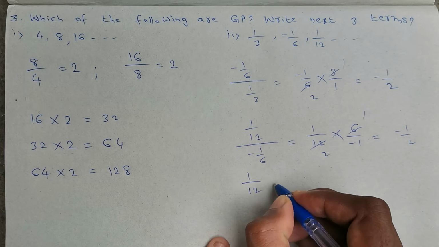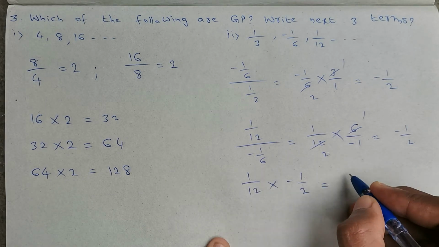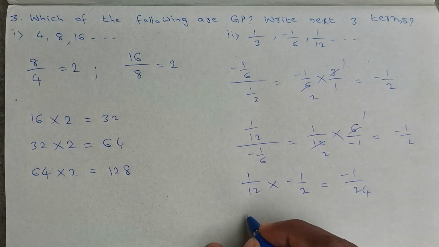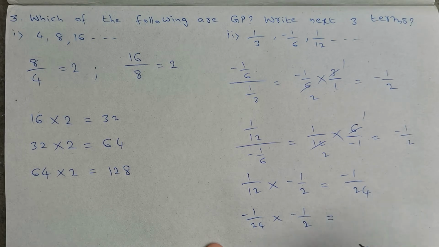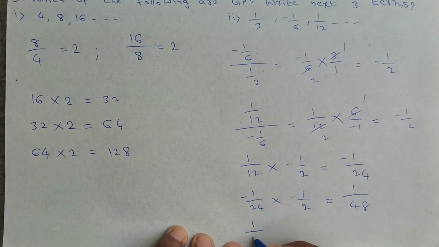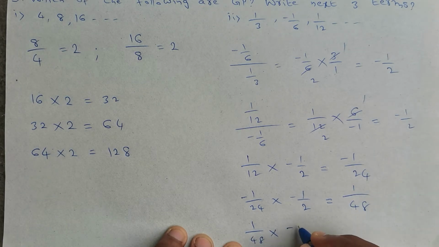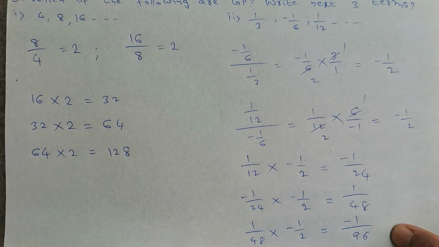Third term is 1 by 12, multiply with the common ratio: 1 into minus 1 by 12 twos are 24. Again, minus 1 by 24, multiply with minus 1 by 2. Minus into minus plus, 1 ones are 1 by 24 twos are 48. Now we got 1 by 48. Multiply it with minus 1 by 2: 1 into minus 1 divided by 48 twos are 96. So the next 3 terms are minus 1 by 24, 1 by 48, minus 1 by 96.